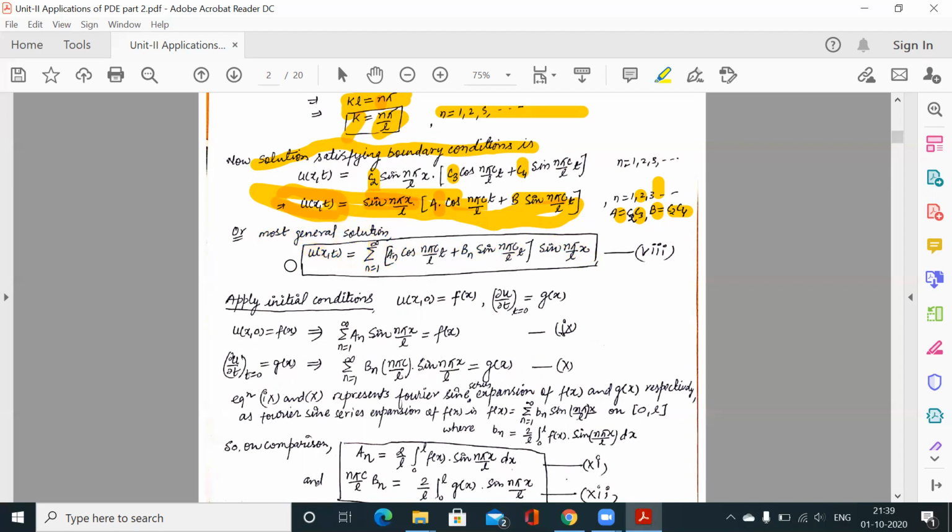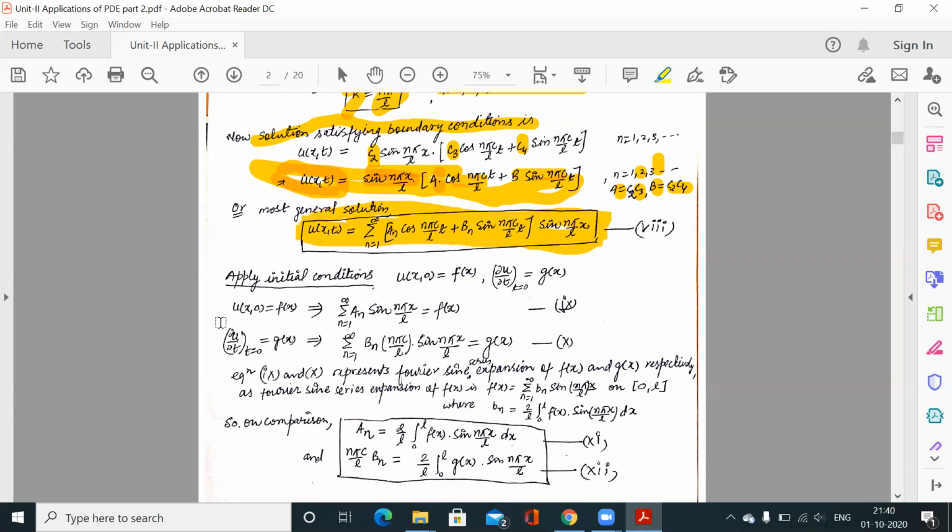So where we reached, this is our solution which satisfies the boundary conditions. This is the solution of the one-dimensional wave equation which satisfies the boundary conditions. Now the initial conditions. So now apply the initial conditions. And what were the initial conditions? u(x,0) is f(x) and del u over del t at t equal to 0 is g(x). So when t is 0, u is f(x), and when t is 0, del u over del t is g(x).